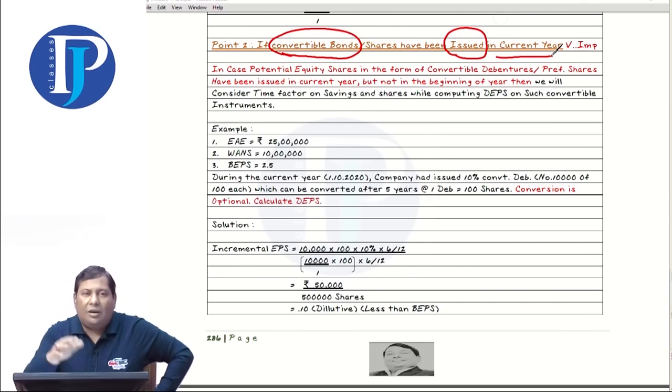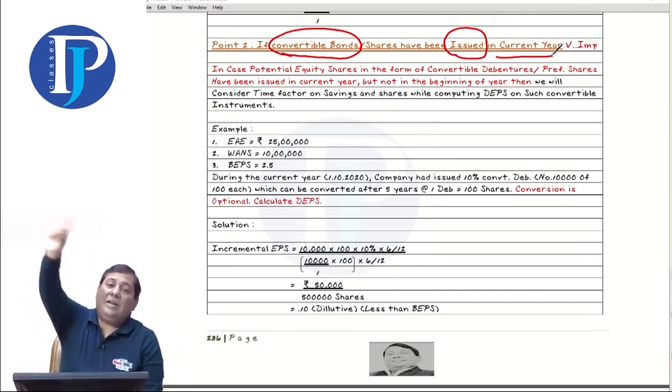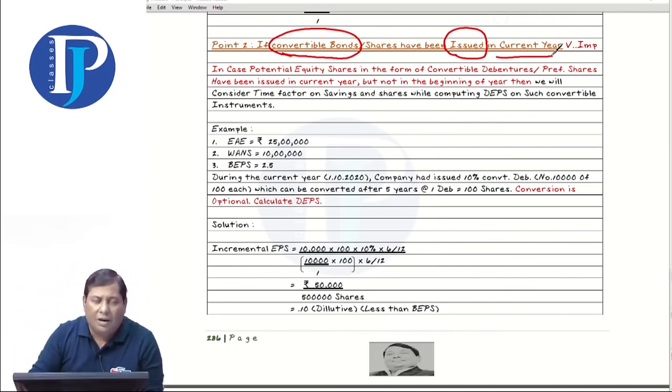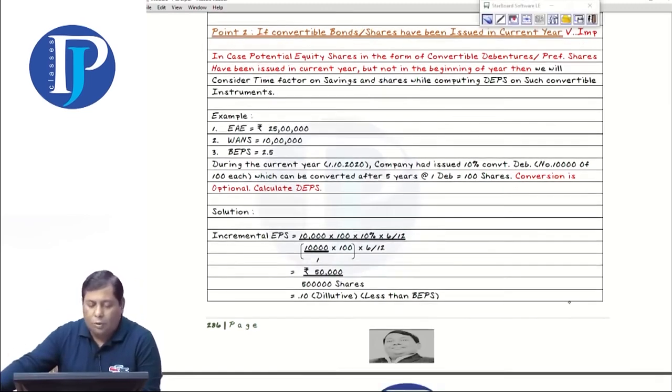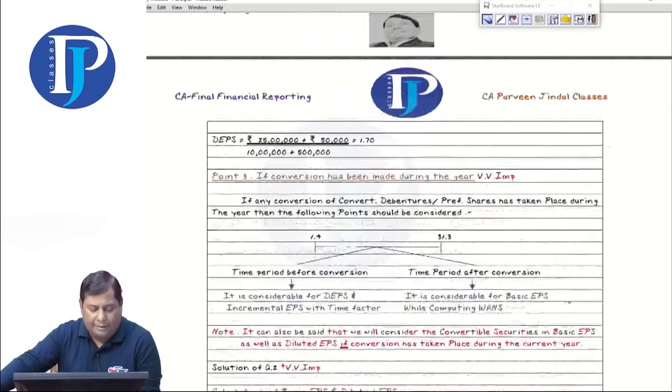If your convertible instruments were issued at the beginning of the year, then take the entire saving and entire shares. Whereas if you have issued them in the current year, then do not forget to put the time factor. Apply the time factor on savings and apply the time factor on the potential shares. I have explained this using an example. You have the notes. If you are confused, refer to the notes.